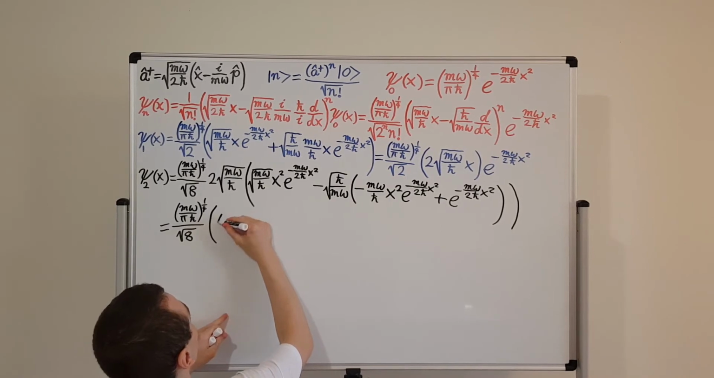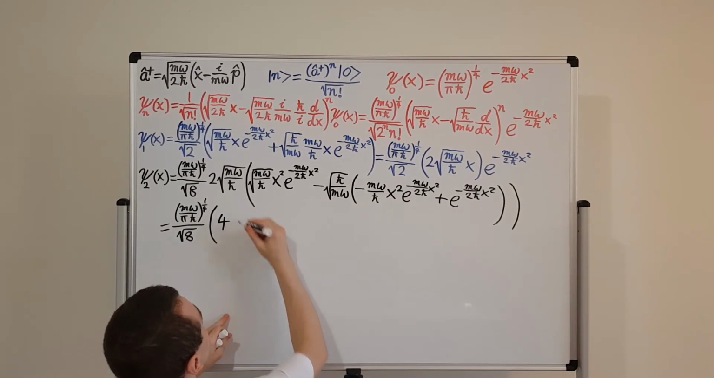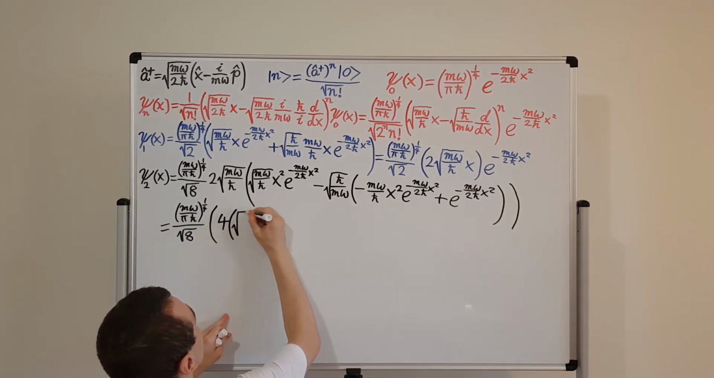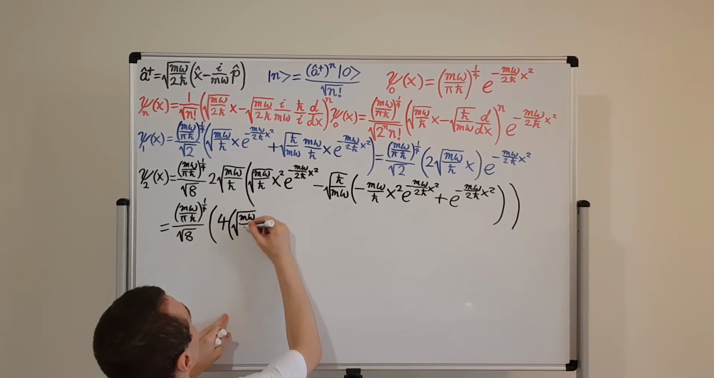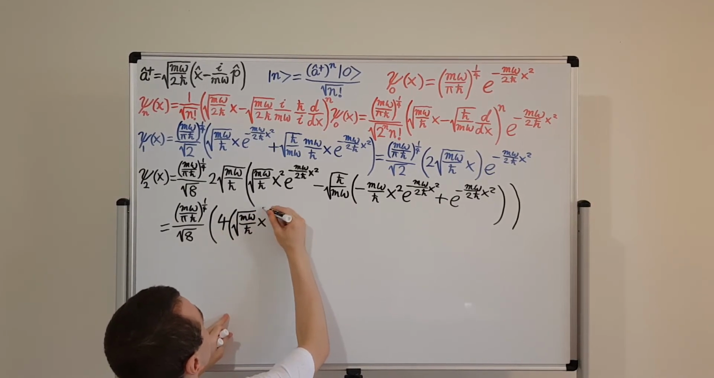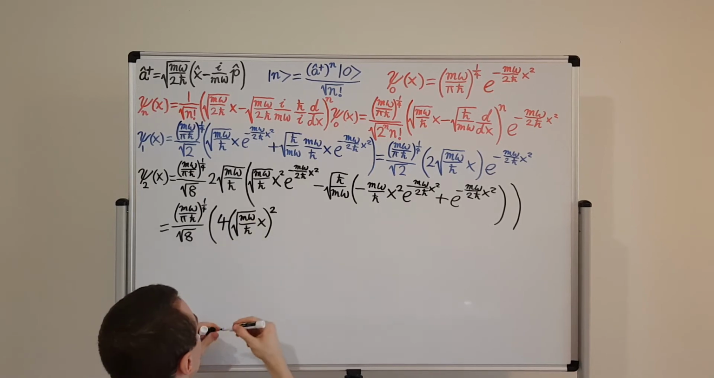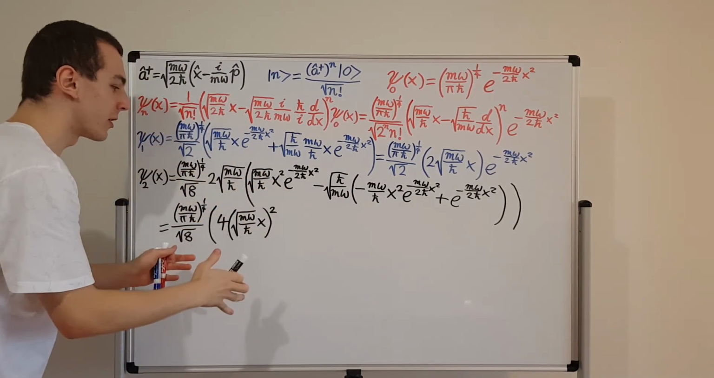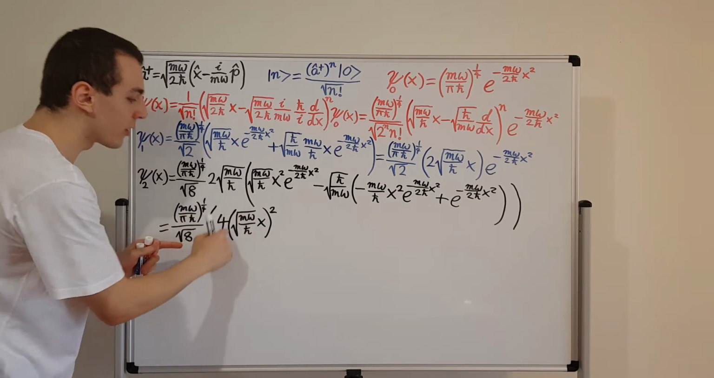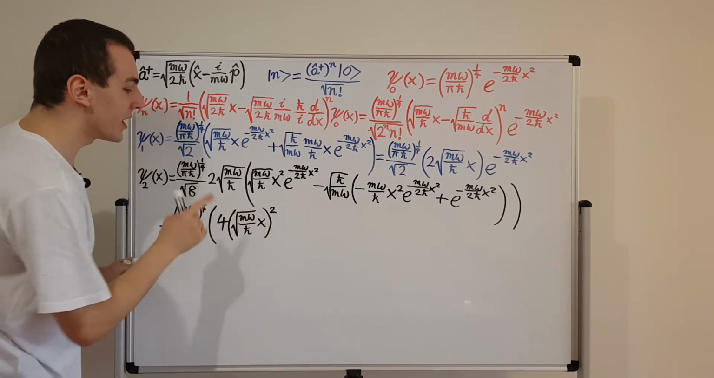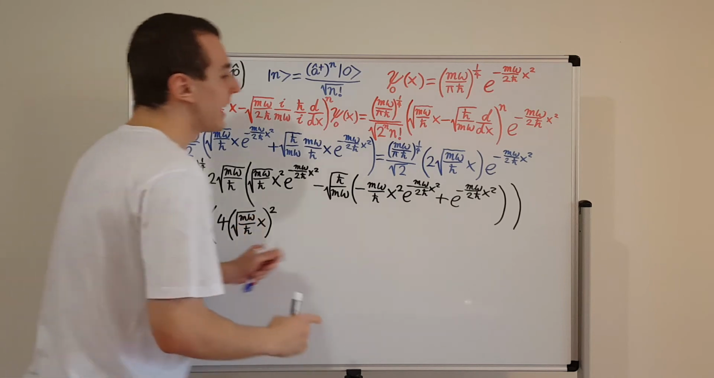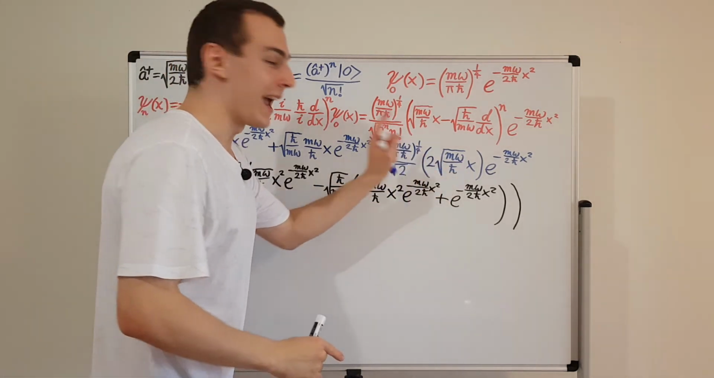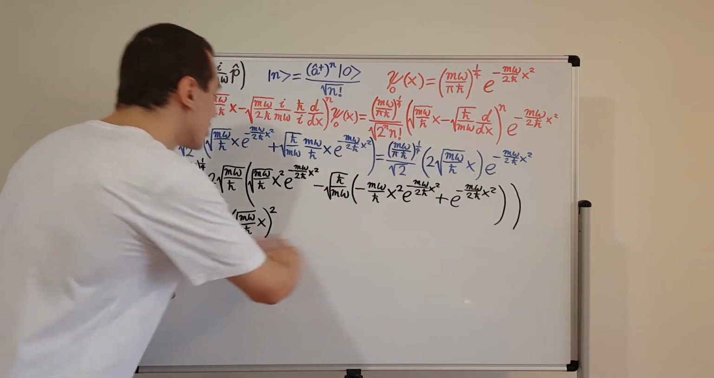I'm going to have 4 times the square root of m omega over h bar times x, all of that squared. So this is a bit of an unusual way to write it. I'm writing the square root times x all squared. Why not just write it without the square root? And why not just have x squared over here? Well, that's because this combination is showing up repeatedly. And you'll see in a second, once I finish this line.